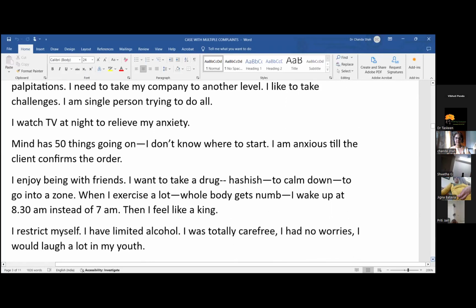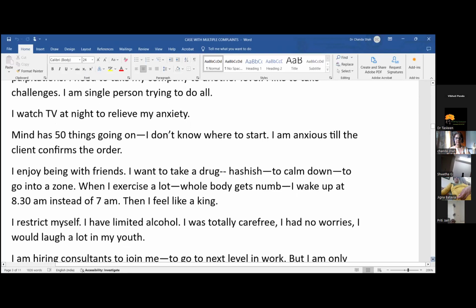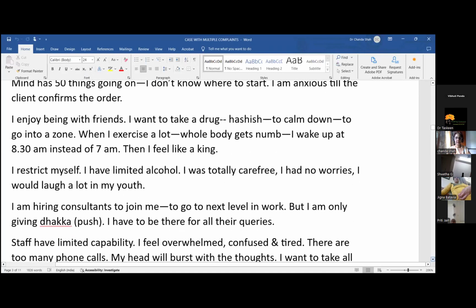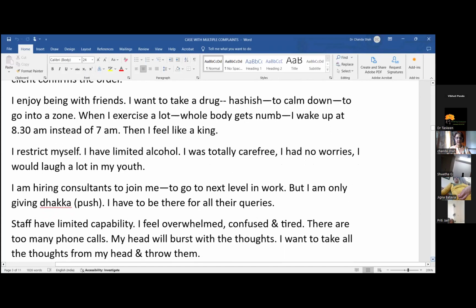Saying I restrict myself, I have limited alcohol. I was saying, doctor, you know what? When I was young, I was totally carefree. I had no worries. I would laugh a lot. Then saying I'm hiring consultants to join me to go to the next level in work. But I am only giving dhakka, I am only pushing, and I have to be there for all their queries. The staff have limited capability. I feel overwhelmed, confused, and tired.